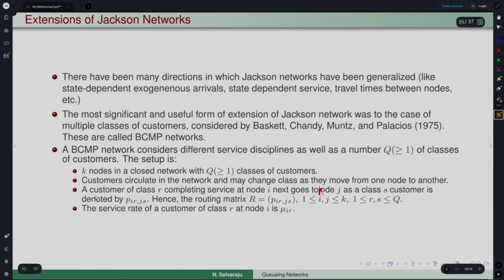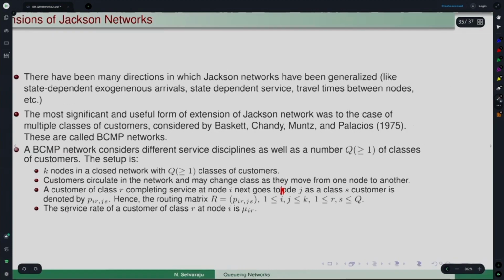So, for example, a customer of class R completing service at node I next goes to node J as a class S customer, denoted by p_{IR,JS}, and hence the routing matrix would be of this form for I and J, with R and S being the classes. The service rate of a customer of class R at node I is in general assumed to be mu_{IR}. This is the basic fundamental setup that you have here.